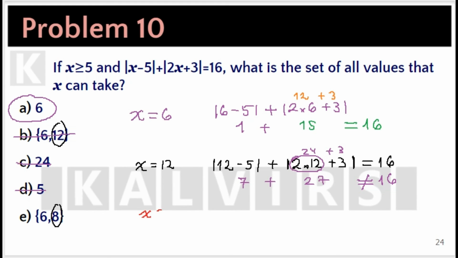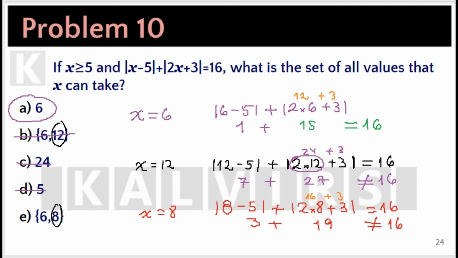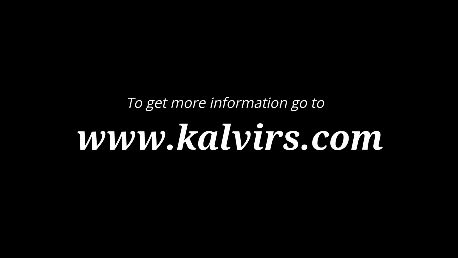Now, if x is 8, then the absolute value of 8 minus 5 plus the absolute value of 2 times 8 plus 3 must be equal to 16. Here we get 3, and this is 16 plus 3, 19. 3 plus 19 is not equal to 16. Therefore, alternative E is discarded and choice A is correct.